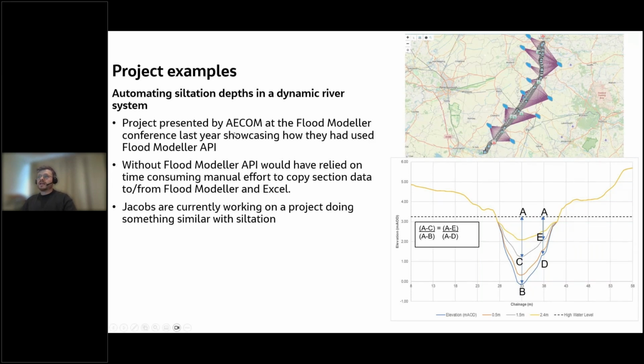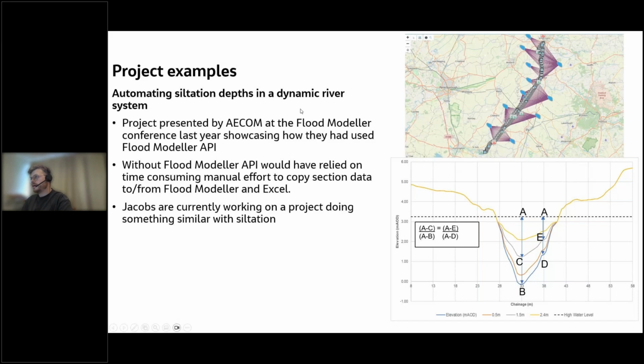So the first example is actually a project that was done by ACOM and presented at the Flood Modeler conference last year. And this was showcasing how they'd use the API to calculate siltation in cross sections. So this was for a very large model, and without being able to automate it, this would have been a very time-consuming manual effort to basically export cross-section data to and from Excel.